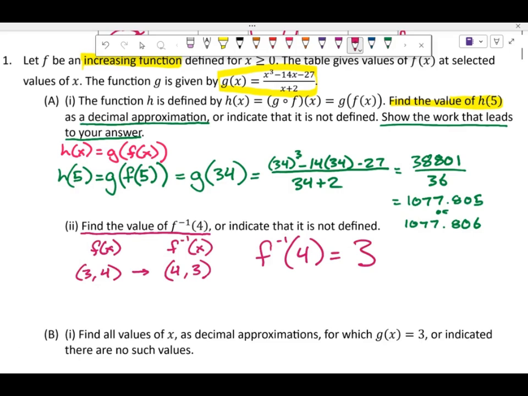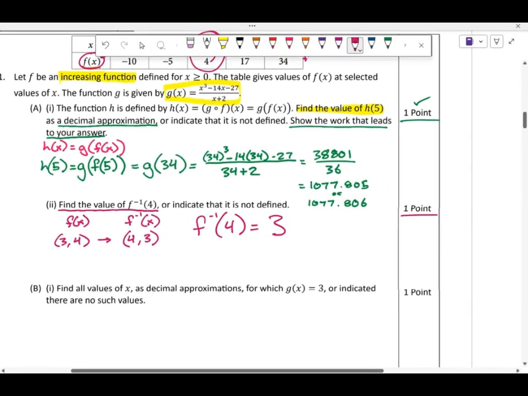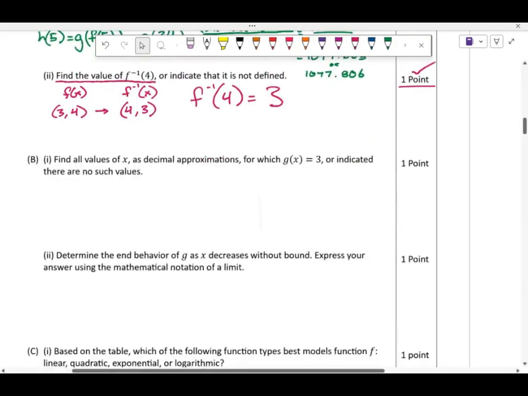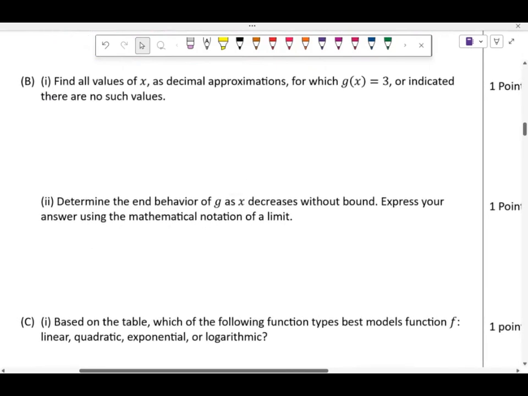We're done. That's it. And guess what? We got a second point. We're good. 2 points. This one didn't really require any work. As long as you had given this, you're good. Please do not just write 3. Write f inverse of 4 equals 3. Write that out. Don't just give the answer. Okay?